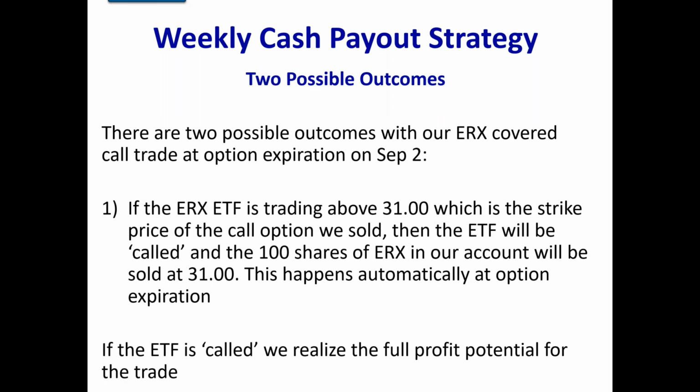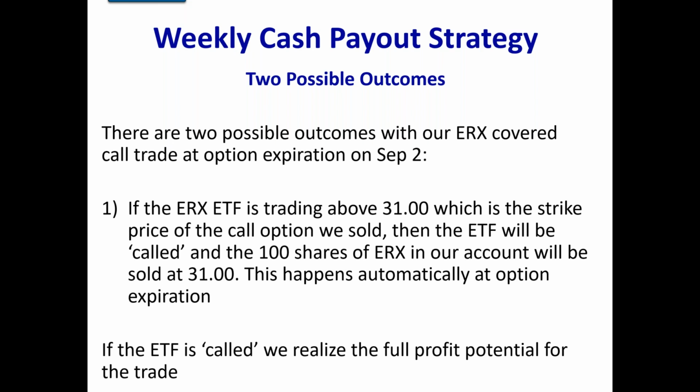So there's two possible outcomes with this ERX 31 strike covered call at option expiration 1 week later. Option or outcome number one would be if the ERX ETF is trading above 31, which was the strike price of the call option that we sold, then the ETF will be called and 100 shares of ERX in your account will be sold at 31. Now this happens automatically at option expiration. Any in-the-money options will be exercised automatically at option expiration.